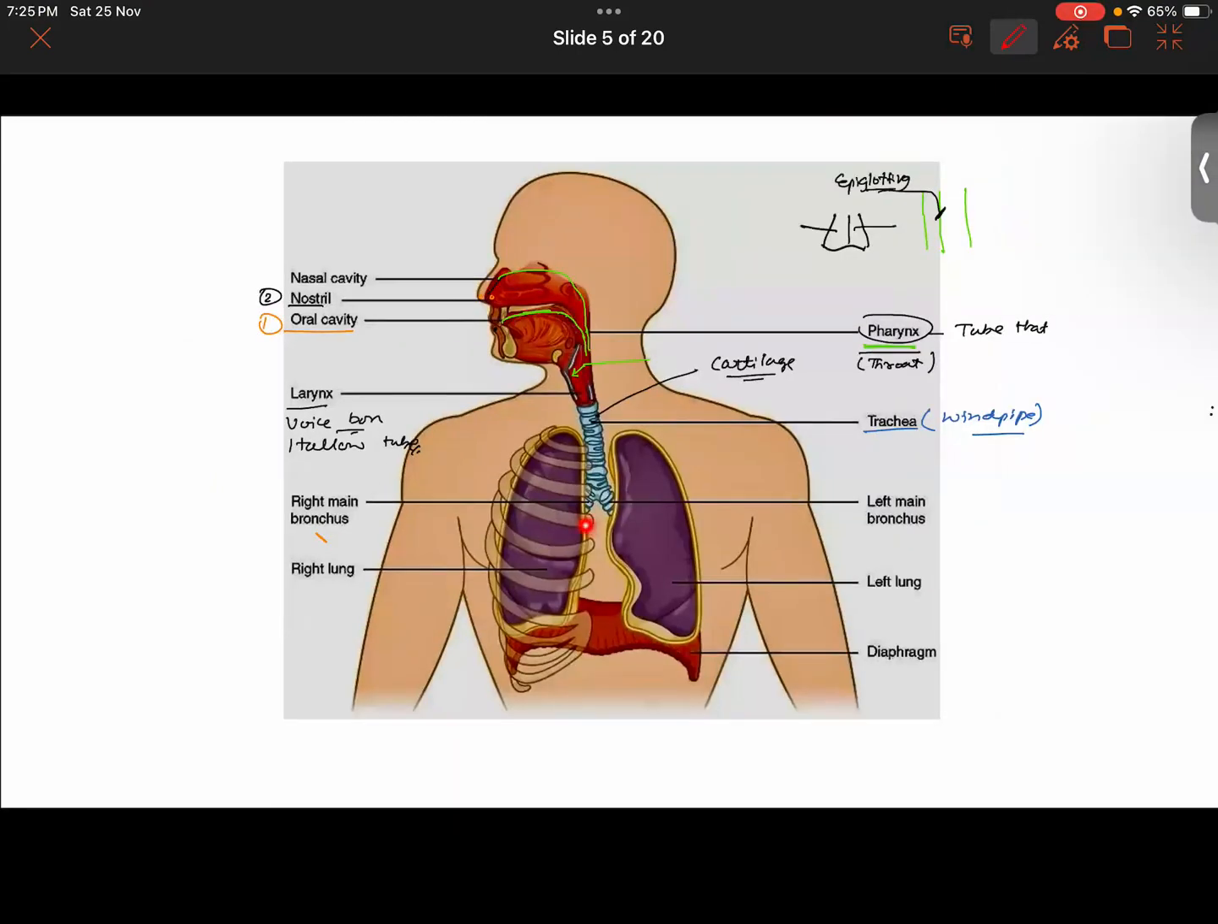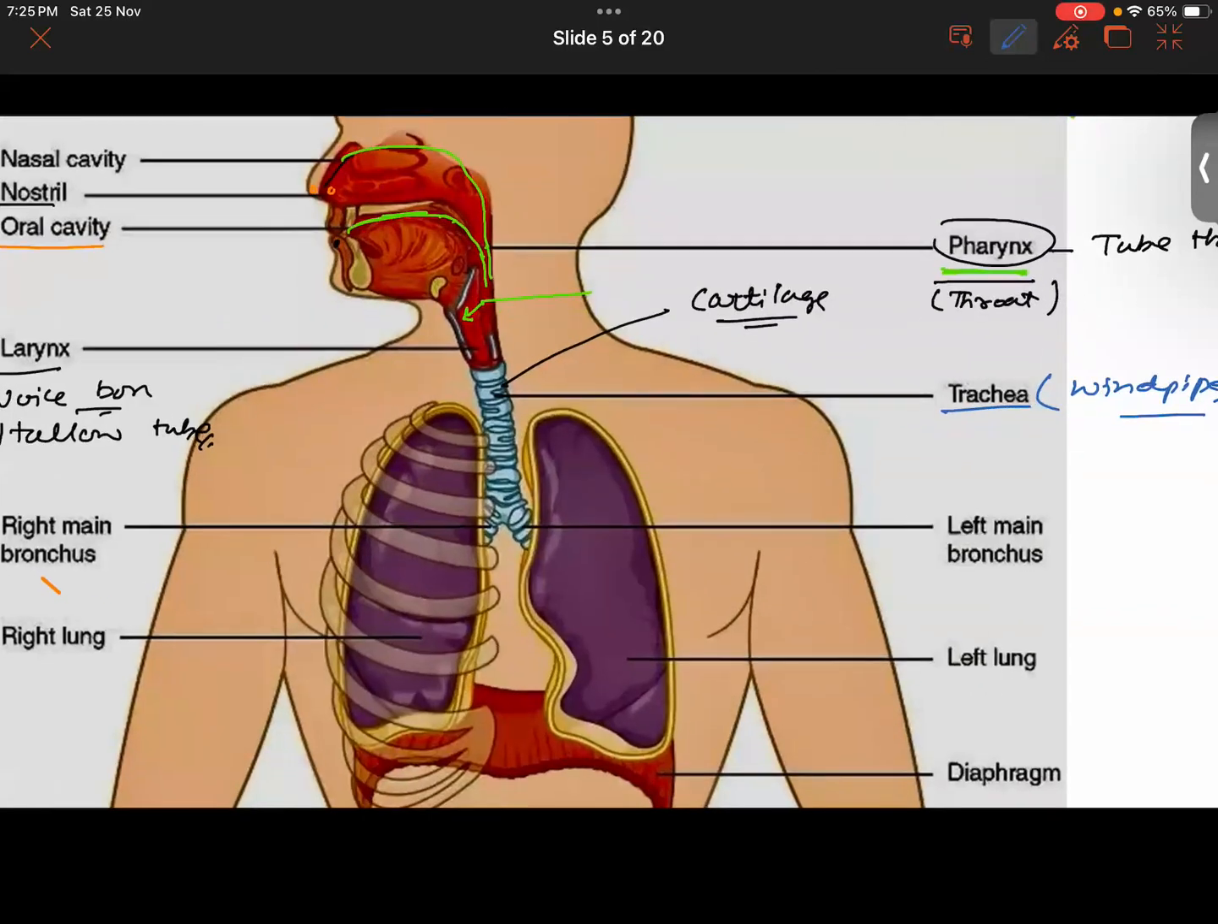Yes, sir, that is clear now. If there is any doubt, please feel free to ask me. Sir, my doubt is that the trachea I'm seeing, it splits into two and joins the lungs. Is that the bronchi? Exactly. That is what I'm referring to over here.